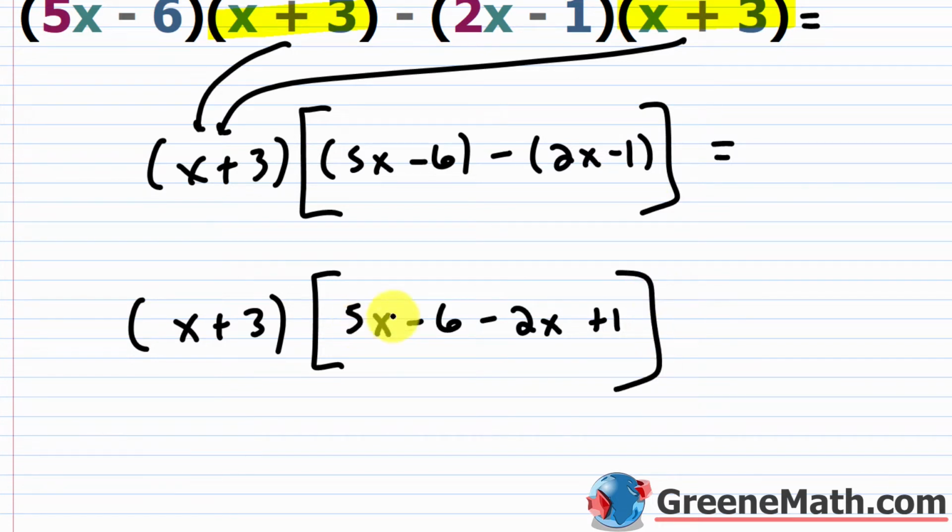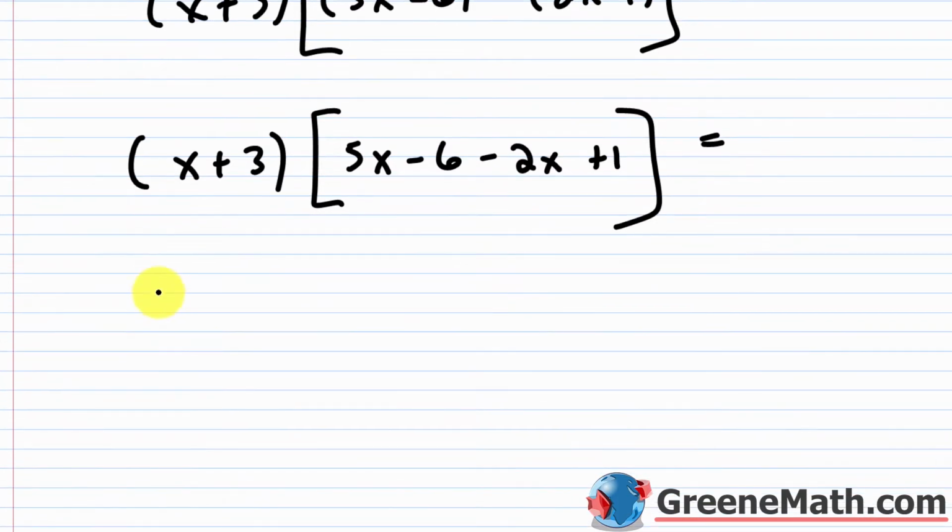So now 5x minus 2x would give me 3x. So let me actually write this down here. Let me go x plus 3, this quantity, times, again, 5x minus 2x would be 3x. And then negative 6 plus 1 would be negative 5, so minus 5. So the final answer here would be the quantity x plus 3 times the quantity 3x minus 5.